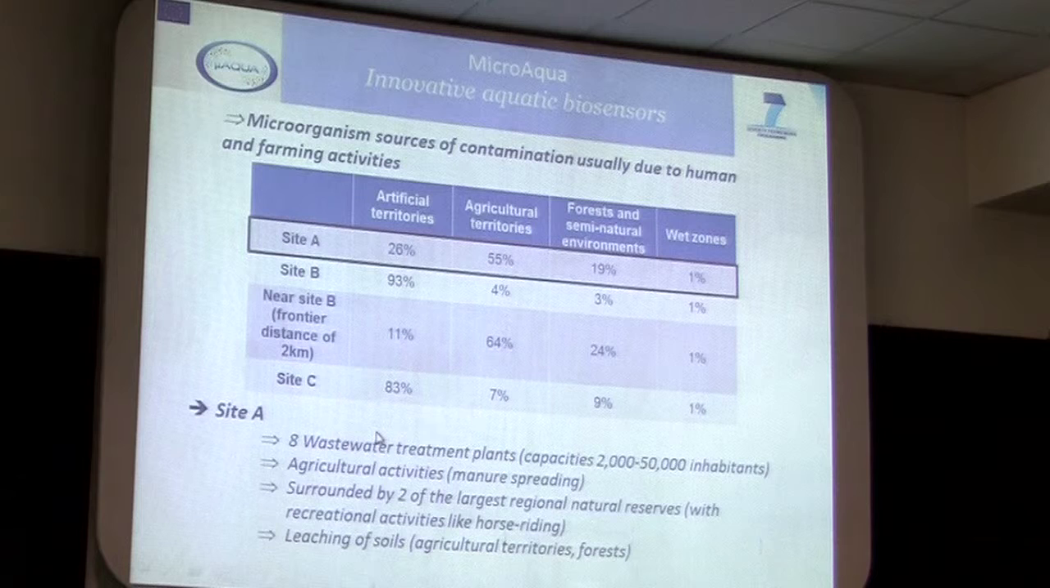We also measured at this site an important flow rate during the sampling campaign, so leaching of soil from agricultural territories or forest is the most probable source of contamination.